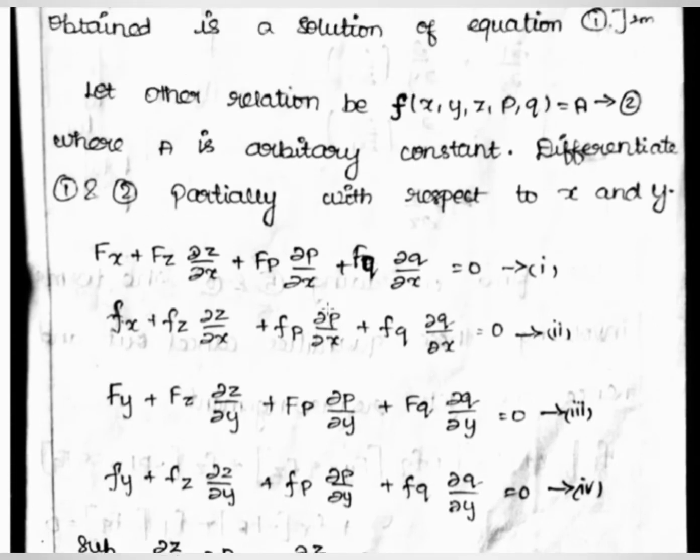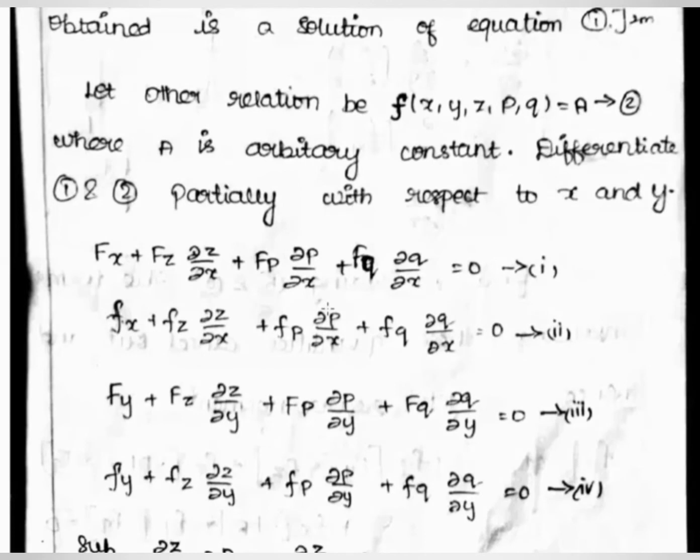Similarly, differentiate the second equation partially with respect to y. With respect to y, x is constant, so that differentiation is 0. So the first term is 0 plus fy plus fz into dou z by dou y.